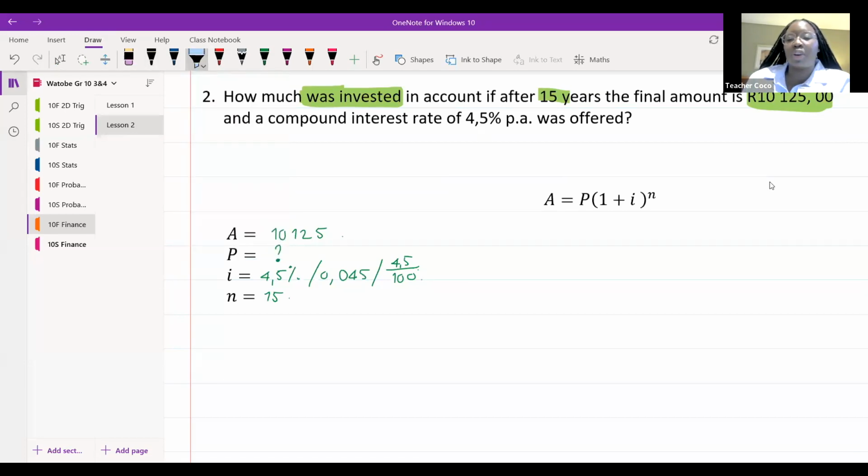Good, excellent. Because I want P as the subject of my formula, correct? Yes. So now if I want P left on its own, P is multiplied to this whole thing. Now imagine if I had 2x is equal to 4. How would I get rid of this 2 in front of my x? You would have to divide. Good, I'd have to divide by 2 on both sides.